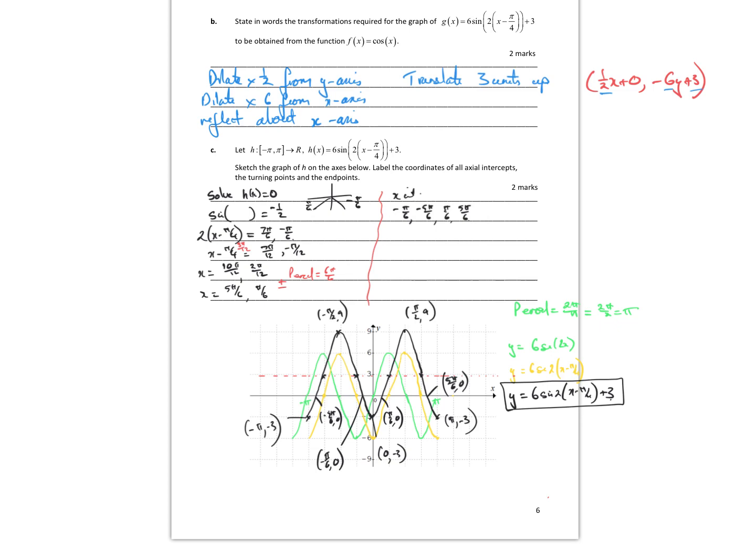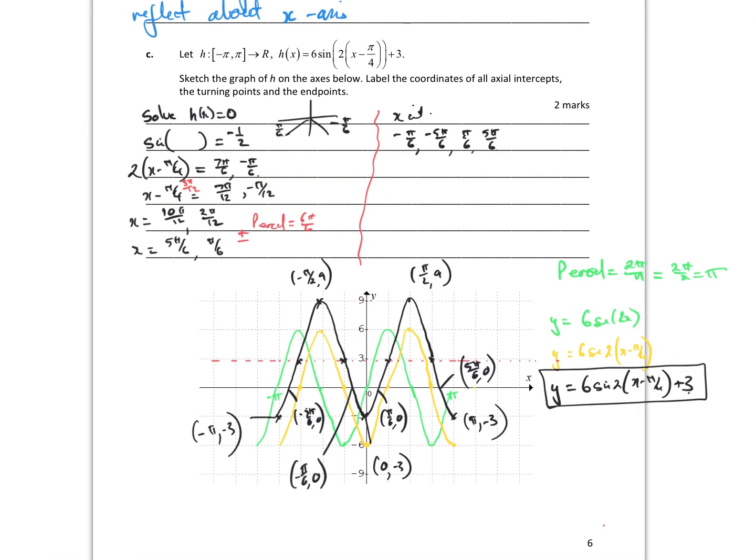All right. Part C, sketch the graph. On the axis below, label the coordinates of all the axial intercepts and turning points and endpoints. So we can certainly sketch it one transformation at a time. As soon as we move vertically up, though, our x-intercepts change, so we're going to have to solve the function for that. So let's do that first.